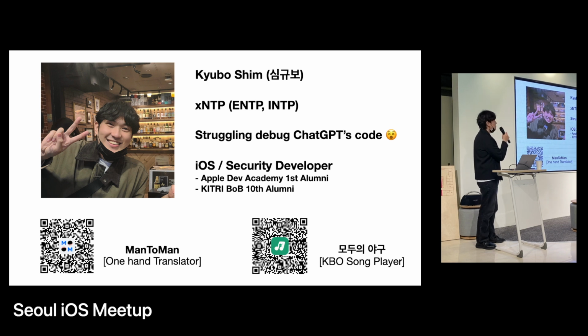To begin, I want to introduce myself. My name is Kyubo Shim. MBTI is very popular in Korea, so I just want to introduce my MBTI. ENTP and INTP, I'm both. I think T means pretty rational and logical, and P is like lazy. So that's why I'm using ChatGPT a lot. But I'm really struggling with decoding ChatGPT's code.